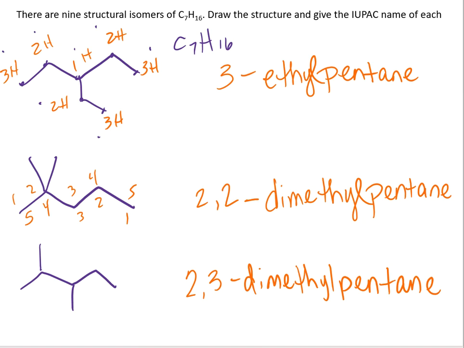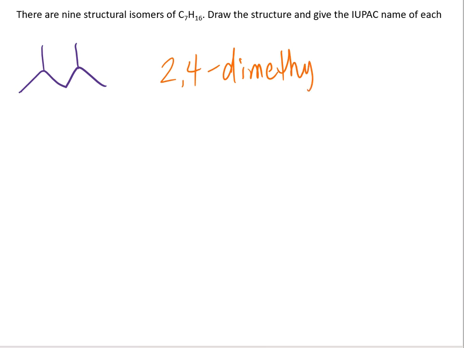But again, think about, are there other ways? I had 2,2, I had 2,3. I still have other carbons present. So maybe I can have 1 on 2 and 1 on 4. That's still a different molecule, because now I still have 2 methyl groups, but now 1 on 2 and 1 on 4. So now I have 2,4-dimethylpentane. Again, we can go through and add all of these.